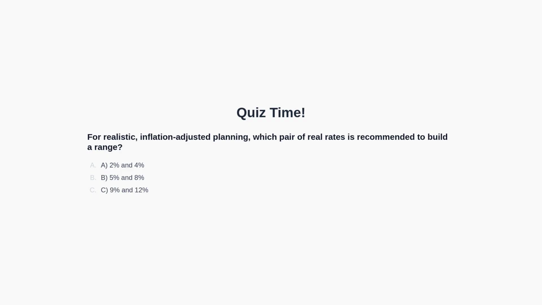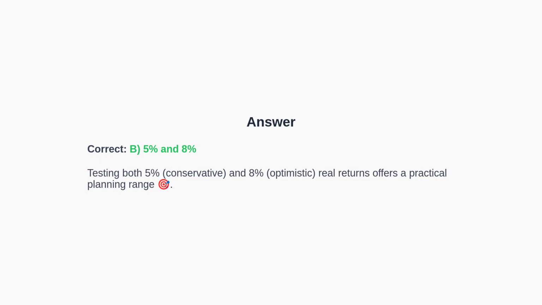Second quiz. For realistic, inflation-adjusted planning, which pair of real rates is recommended to build a range? Option A is 2% and 4%, option B is 5% and 8%, and option C is 9% and 12%. You may pause the video now to consider your answer. We will discuss the answer in the next section of the video. The correct answer is 5% and 8%. Using both provides a realistic range for planning.